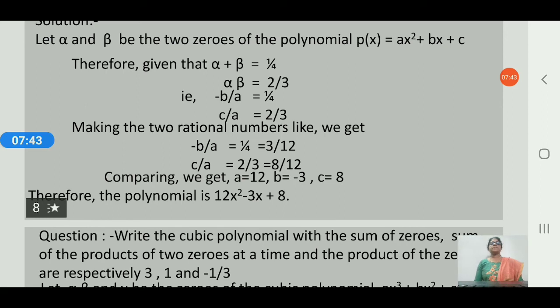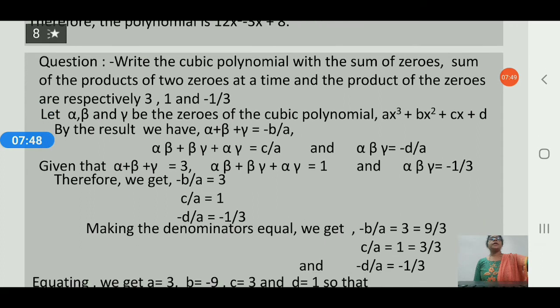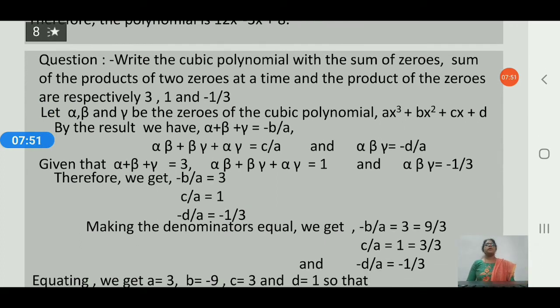Cubic polynomial. Question is, write a cubic polynomial with the sum of zeros, sum of the product of two zeros at a time, and product of the zeros respectively are 3, 1 and negative 1 by 3. What are the given things in this question? Sum of zeros, that is alpha plus beta plus gamma, is given as 3. And the sum of product of two zeros at a time, that means alpha beta plus beta gamma plus alpha gamma, is given as 1.